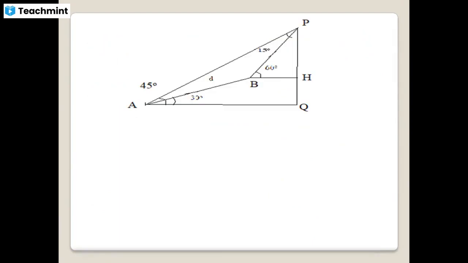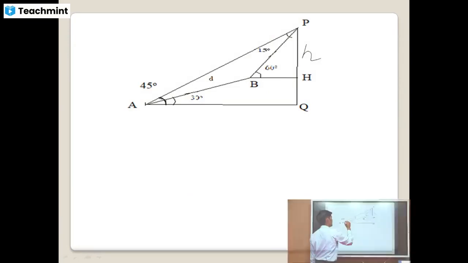Okay, here this is the tower of height h, and this is the point A. The angle of elevation from the point A is 45 degrees. And from the point B, the angle of elevation is 60 degrees, which is at a distance d from the point A, measured along the line which makes an angle of 30 degrees with AQ.